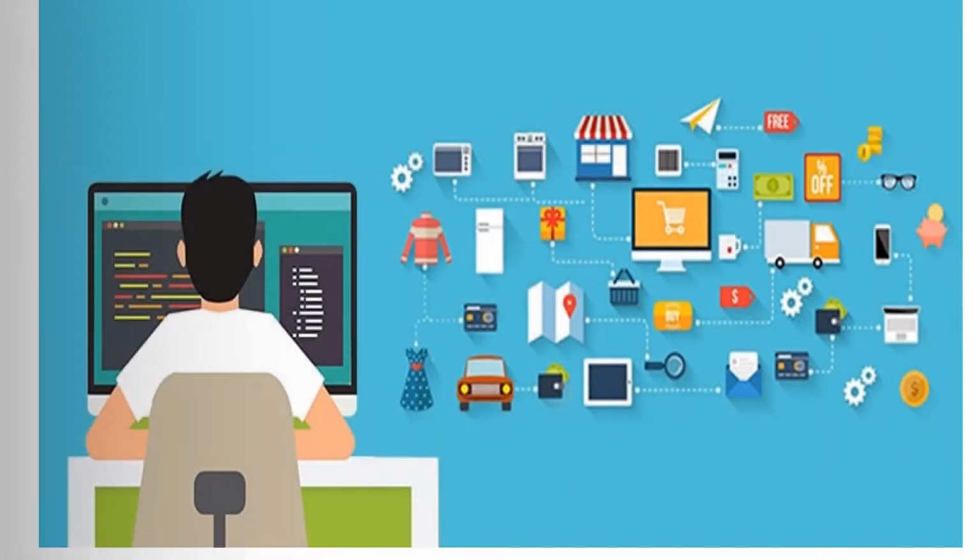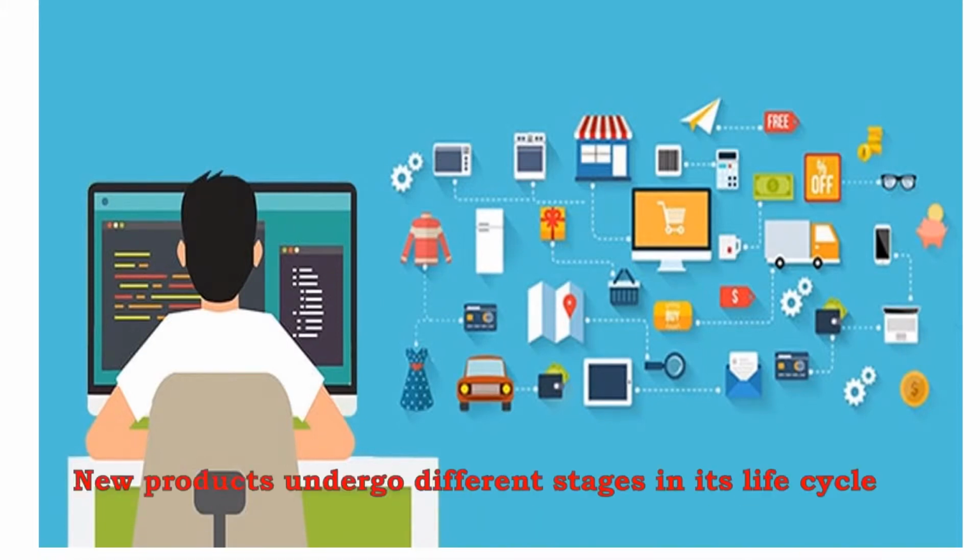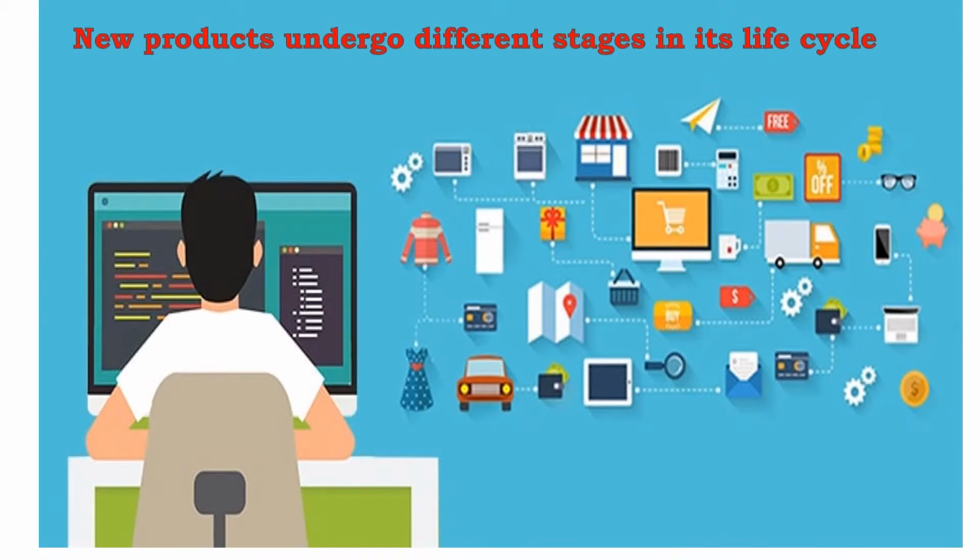Let us see the meaning of product life cycle. A product introduced in the market undergoes different stages of growth until it is phased out of the market. These stages constitute the PLC. Product life cycle represents the sales and profits generated by a product over a period.